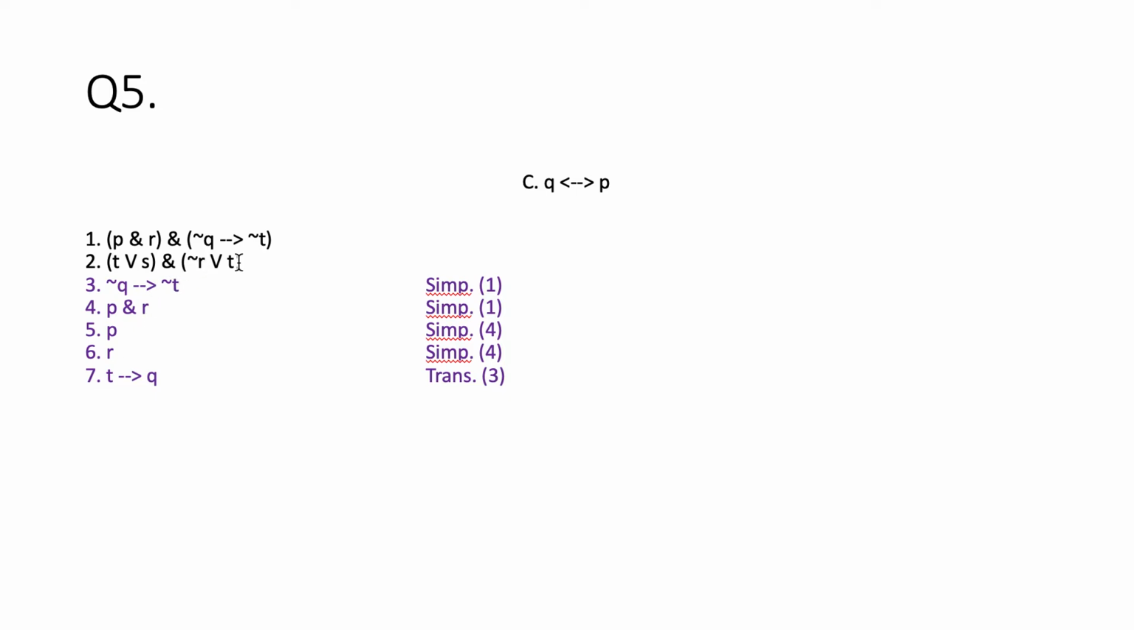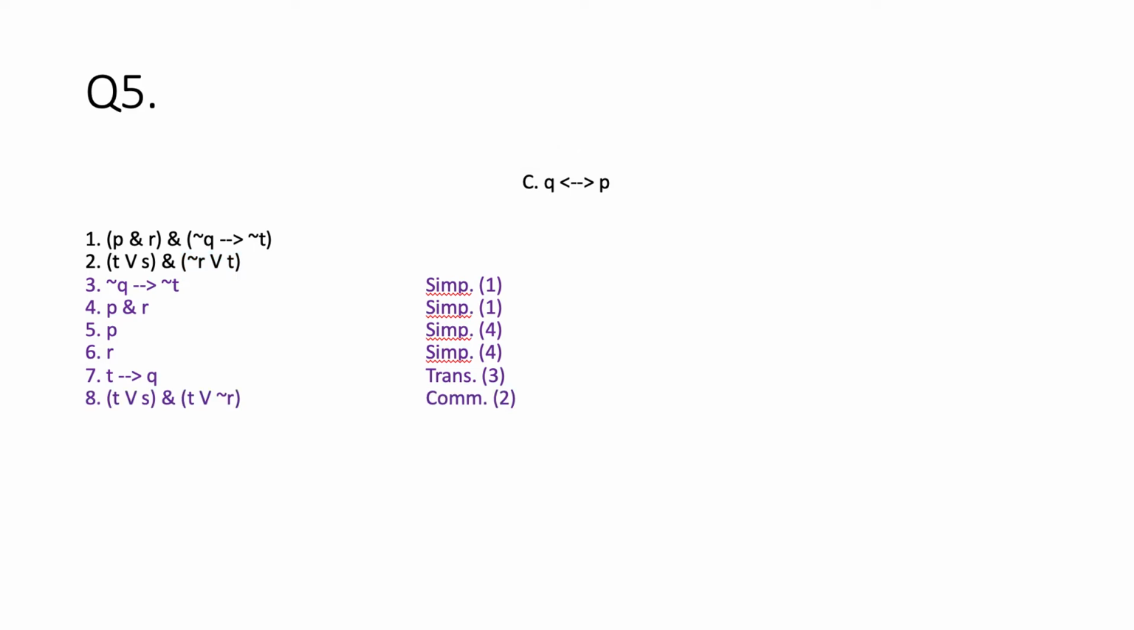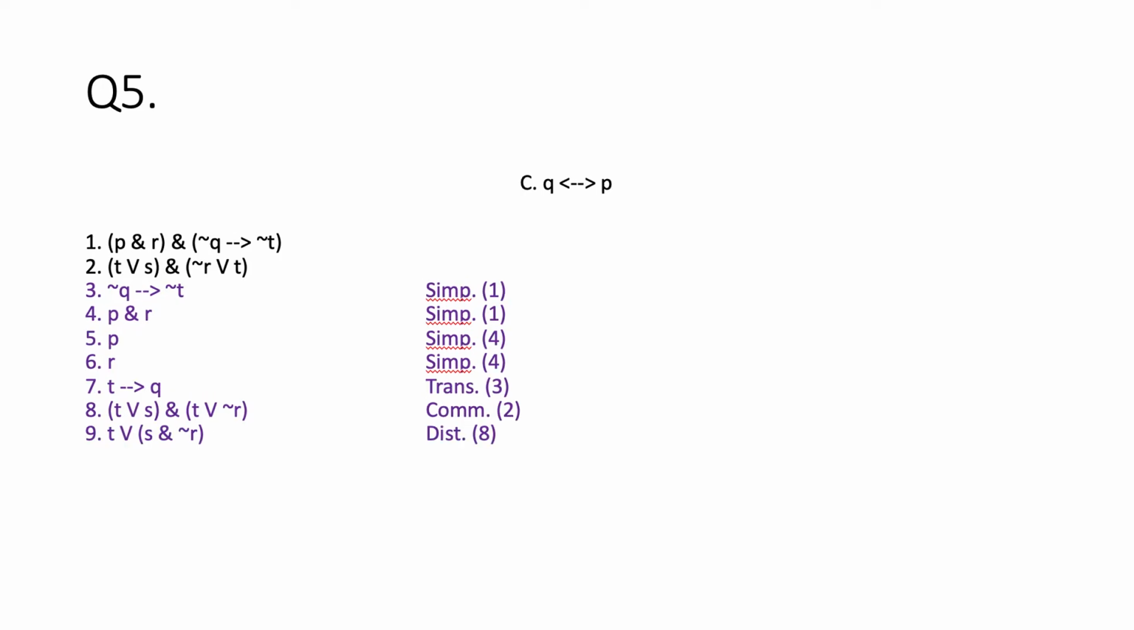Okay, what am I going to do with 2? Well, I could simplify it like I did with line 1, but I also see that here I have a T and here I have a T, which means if I do commutativity on this conjunct to get the T where the not R currently is, I'll be able to use distribution on the whole thing, and that might be something that I can work with. So I'm going to do commutativity on 2 and then distribution on 8 to give me this.